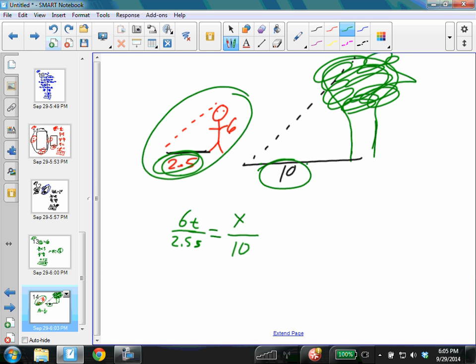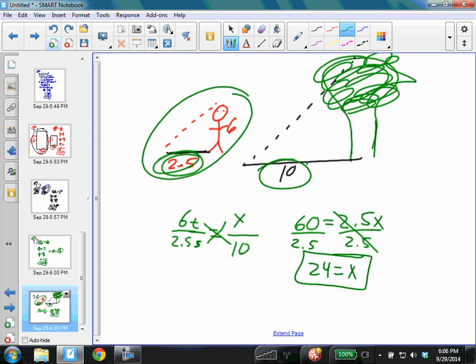And then the question is, how tall is the tree? So I'm going to do my same thing. I'm going to cross multiply here in order to solve this. 10 times 6 makes 60, and 2.5 times x makes 2.5x. And once again, to get my variable by itself, I just need to divide by 2.5 on both sides of the equal sign. So 60 divided by 2.5 gives us 24 is equal to x. So the tree must be 24 feet tall.